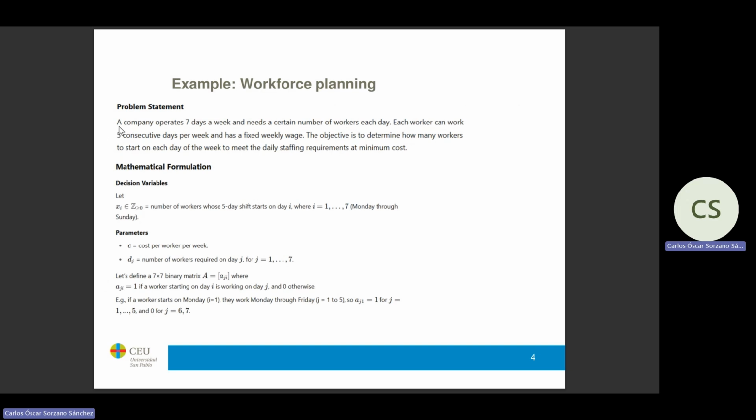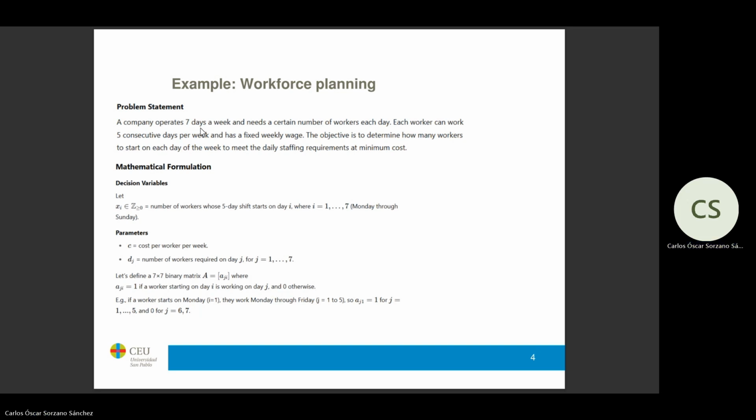So let's say that you have a company that has to operate 7 days a week and needs a given number of workers each day. Each worker can work for 5 consecutive days. So if you decide to assign a worker to a particular day, then for the next 5 days he or she has to be working, and has a fixed weekly wage. So there is a cost associated to each week. The objective is to determine how many workers to start on each day of the week to meet the daily staffing requirement at minimum cost.